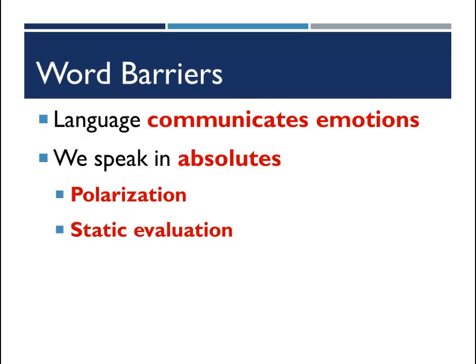Another related word barrier is allness or overgeneralization. You might think of this as polarization to the extreme, using some form of the words always and never, as in all women are bad drivers and all men are jerks. Using this language often puts people on the defensive. Semanticist Wendell Johnson cautioned that always and never are two words you should always remember never to use.